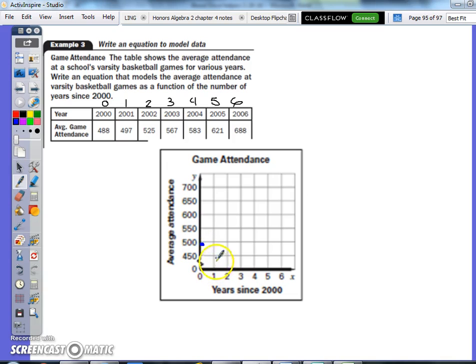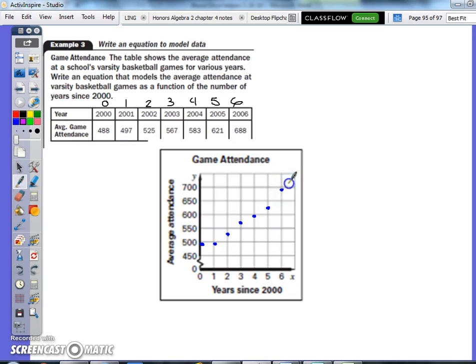We're at 1 and 497, a little bit higher. We're at 2 and 525, which is right in the middle. We're at 3 and 567, so that's up here. We're at 4 and 583, which is up there. We're at 5 and 621, and then we're at 6 and 688. So that's what our line looks like, roughly.